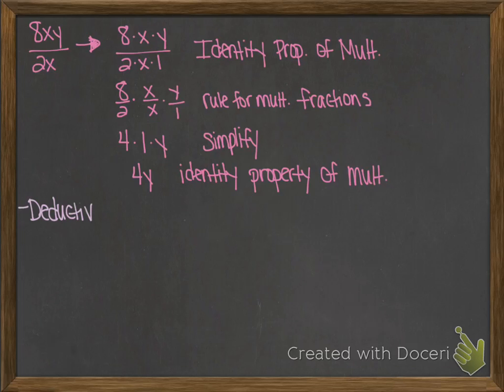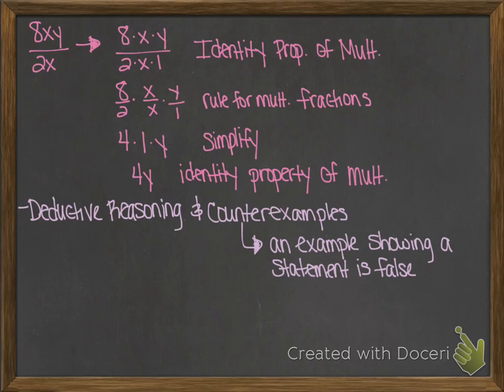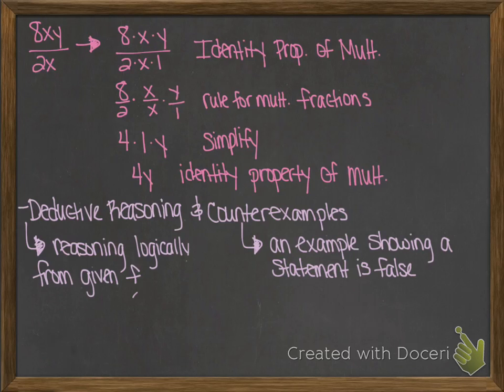Okay. Final item that we're going to talk about is deductive reasoning and counterexamples. And I just want to take a quick moment to talk about what each of those mean. So counterexamples, this is going to be an example showing a statement is false. Okay? And deductive reasoning, this is reasoning logically from given facts. So how can we use this? Let's look at, see, is this statement true or false?